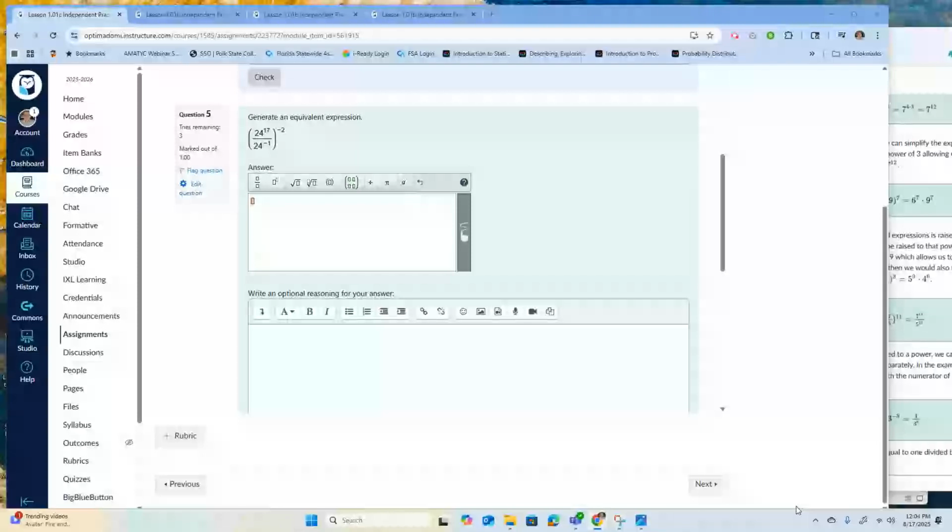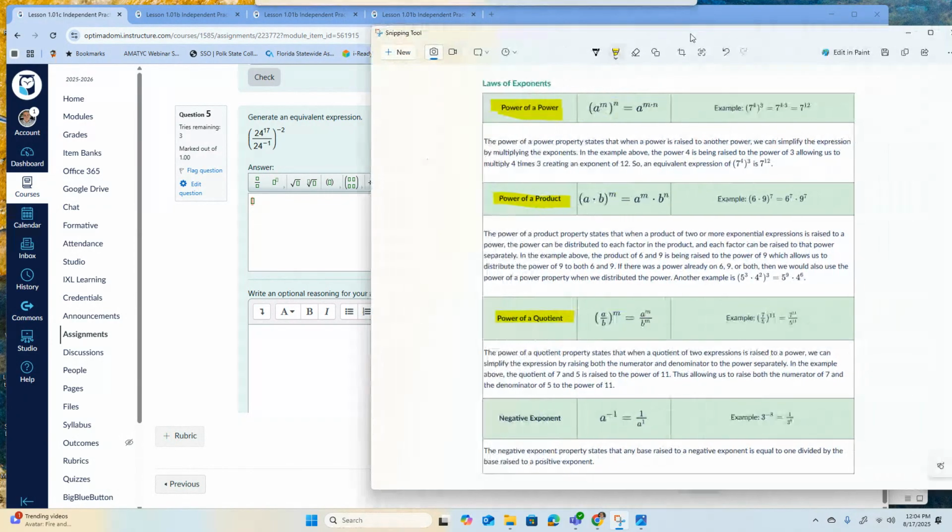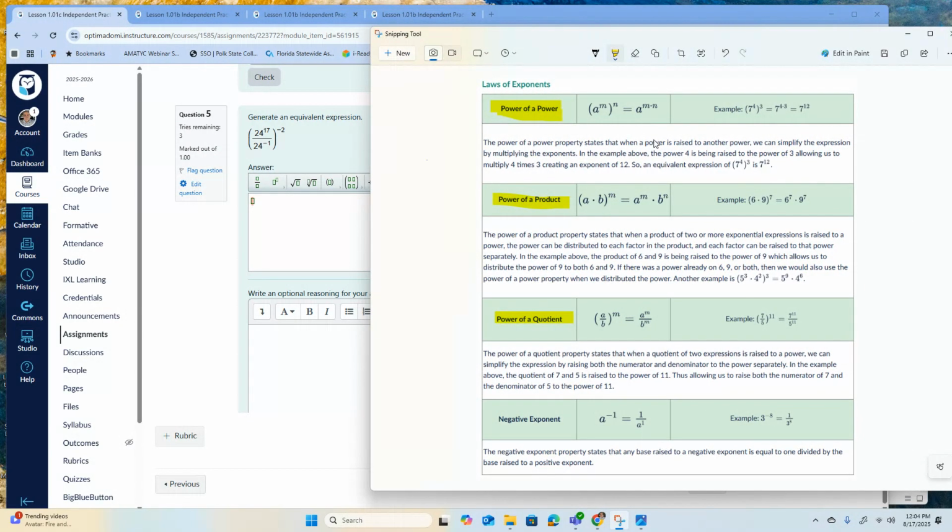All right, in this video, I'm going to explain question number 5 and question number 6. Again, we are working with exponential expressions that contain parentheses. Like I mentioned in my previous video for questions 1 through 4, when you see an exponential expression containing parentheses, you're going to be working with one of these rules here, one of the ones that I highlighted in yellow.